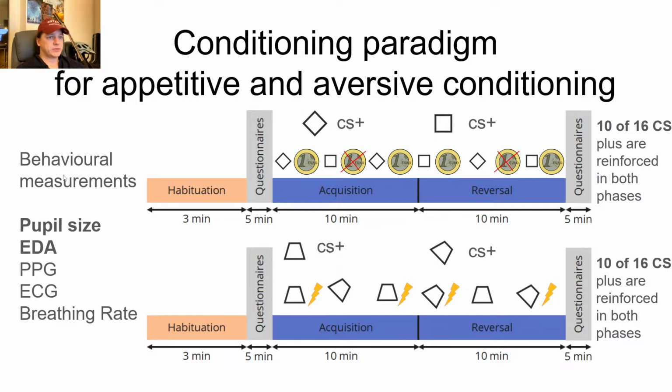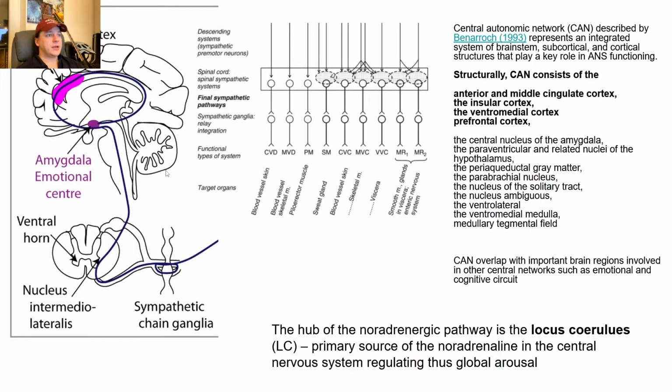During this, we measured pupil size and EDA, heartbeat, PPG, and breathing rate. In this analysis, I'm presenting the data mainly for the pupil size and EDA. So this is the main paradigm, how it goes. And now a little brief reminder about the actual anatomy of the nervous system.